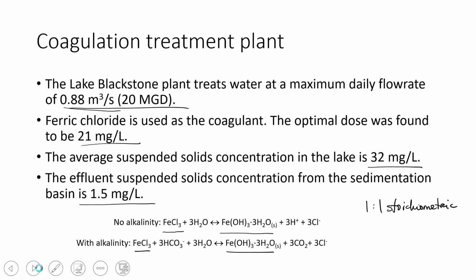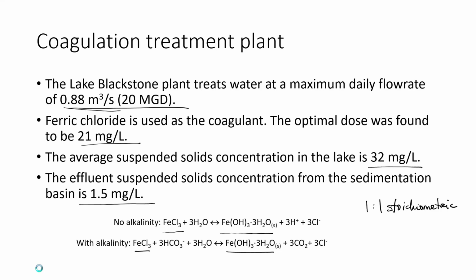On Monday, we looked at this problem here. So we have Lake Blackstone. It's treating water at a maximum daily flow rate of 0.88 meters cubed per second. It's about 20 mgd. Ferric chloride is used as the coagulant. The optimal dose was found to be 21 milligrams per liter. You're told that the average suspended solids concentration is 32 milligrams per liter, and the effluent suspended solids concentration from the sedimentation basin is 1.5 milligrams per liter.